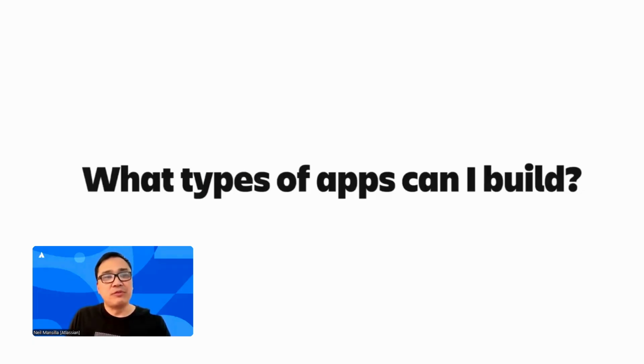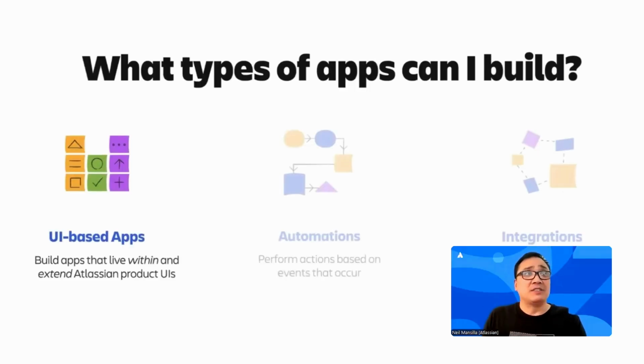So what can you build with Forge? Like anything you can dream up. I'm going to speak broadly in terms of the types of apps and their capabilities. You can build anything. I'll start with this category. I call it a UI-based app. Forge makes it really easy to extend the product UI. If you want to build an app that enhances Jira's UI, adds new pages, sections, or exposes new information in the issue view, you can do that with Forge.